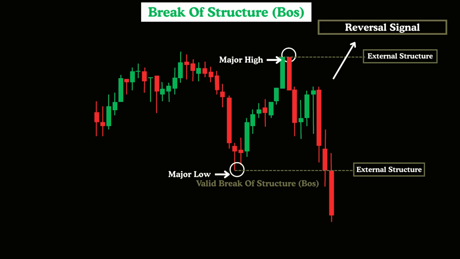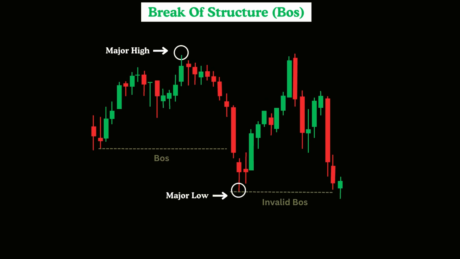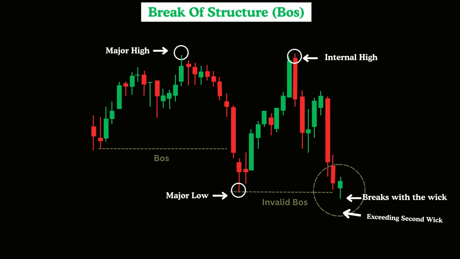Conversely, if the next candle's wick surpasses the first and closes below the low, we treat it as a valid bearish BOS. Following this, we update our major high and major low accordingly. As long as price remains below the newly established major high, the market is still considered bearish. Only a clean break above this major high confirms a trend reversal or significant change of character.